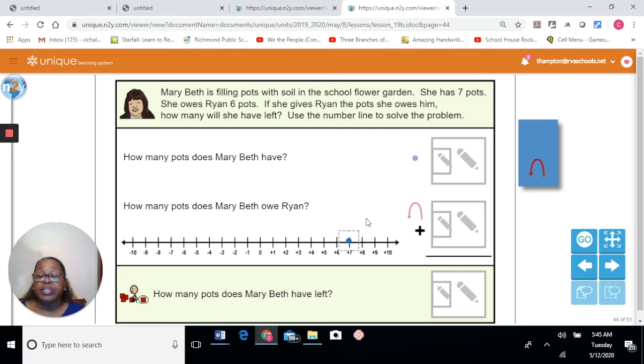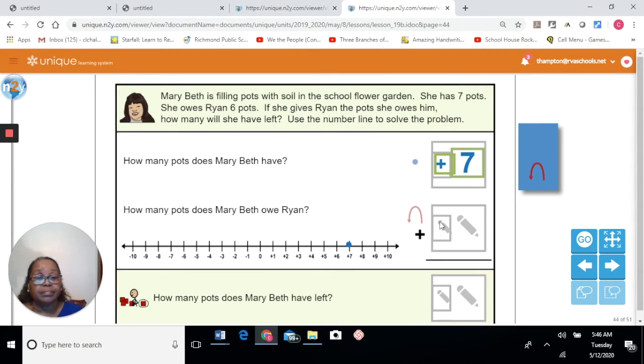So if she owes, remember that word is the opposite of what we have. So that would be a negative. And we're going to move in the negative direction. The negative direction is to the left from our 7. And how many times are we going to move? 6 times. Let's get our numbers in. All right. So the first number, how many pots does Mary Beth have? She has a positive 7 pots, right? And she owes Ryan how many pots? 6 pots. If she owes him, then what symbol are we going to use? What is our operation? It's going to be the negative. She's going to owe him 6.